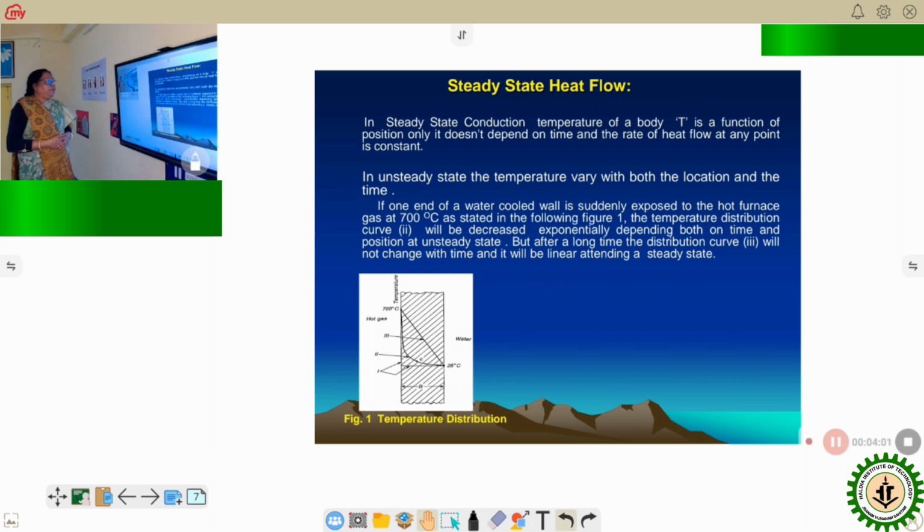For example, if one end of a water-cooled wall is suddenly exposed to the hot furnace, say at about 700 degrees centigrade, as stated in this figure number 1, the temperature distribution curve, what is here given as the normal, that is that there is no temperature gradient, 25 to 25. But when it is exposed to the 700 degrees centigrade, the temperature distribution curve 2 will be decreased exponentially depending both on time and position, and it is unsteady state. But after a long time, the distribution curve 3 will not change with time, and it will be linear, attaining a steady state condition.